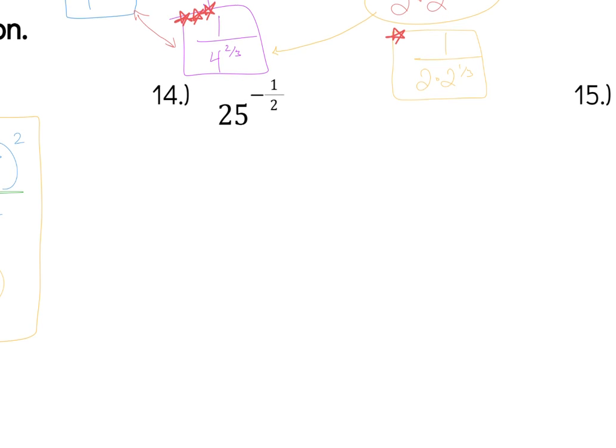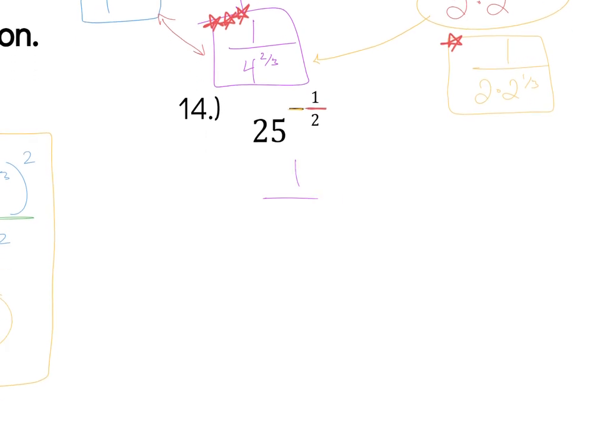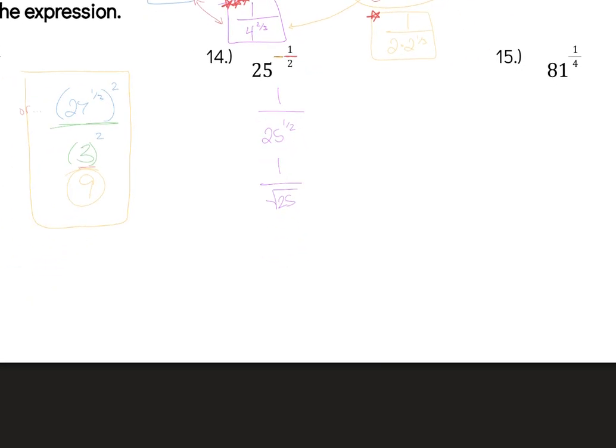14. If you're having trouble reading it on your paper, this is 1/2, and there's a negative symbol out in front of it. So essentially what's going to happen is we get 1/25 to the 1/2 power, and that's the square root of 25, which is just 5. Now, let's not talk about the plus or minus part. Let's just go with that.